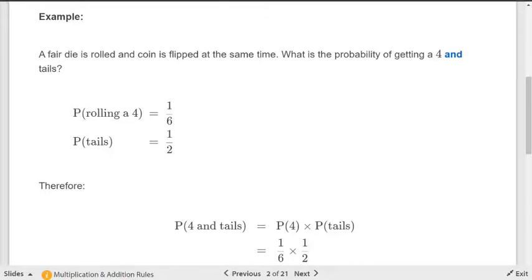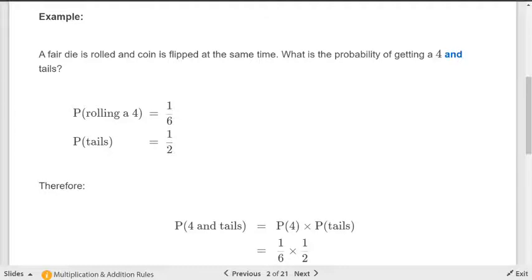All right. Scrolling's easy. So a fair die is rolled. Okay? So that's one experiment, right? And a coin is flipped. That's a separate experiment. So you see what's going on here? We have two different experiments happening. We're going to perform them both. What is the probability of getting a 4 and a tails?